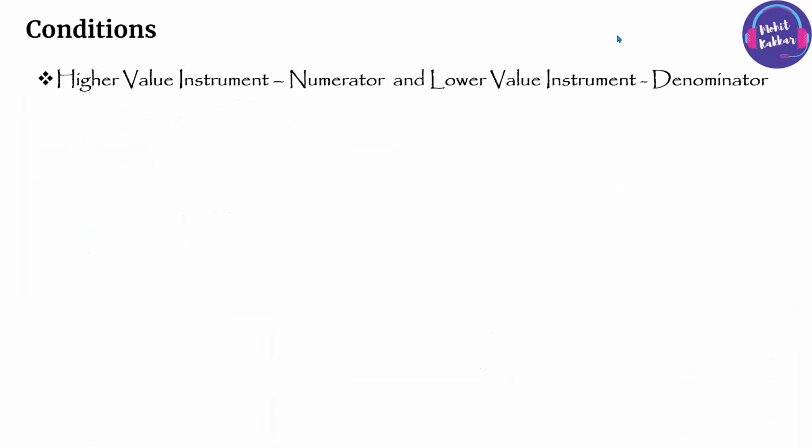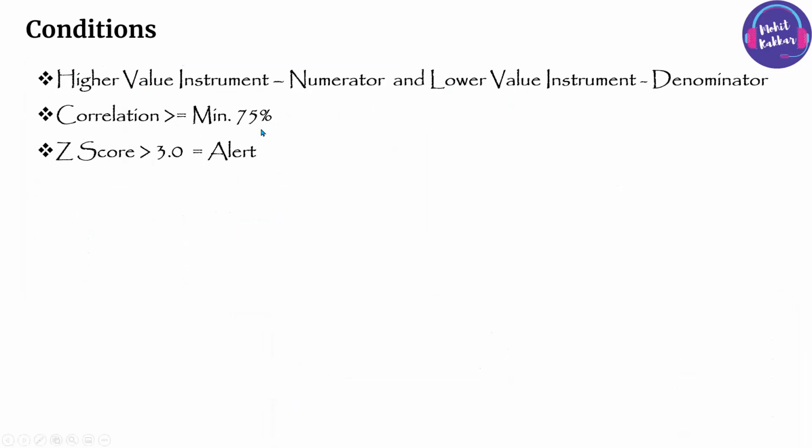So the first condition here is the higher value instrument is the numerator, as I just explained, and the lower value, just Nifty, is the denominator. Bank Nifty is the higher value, so it's the numerator. That's how you calculate the ratio of it. Correlation greater than or equal to minimum 75%.